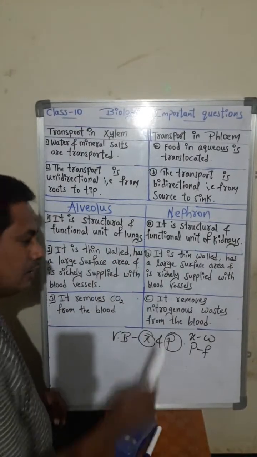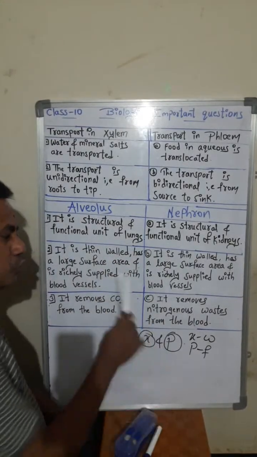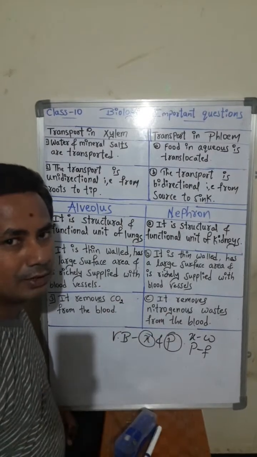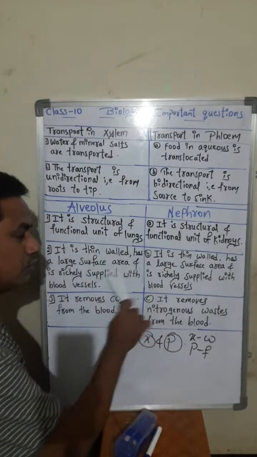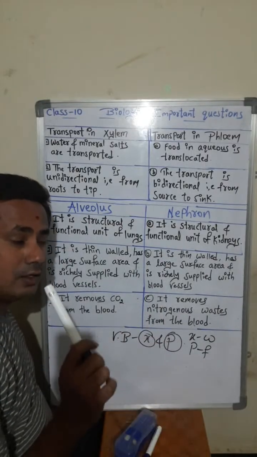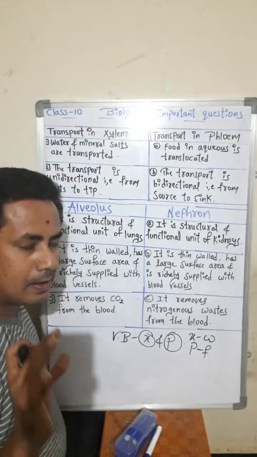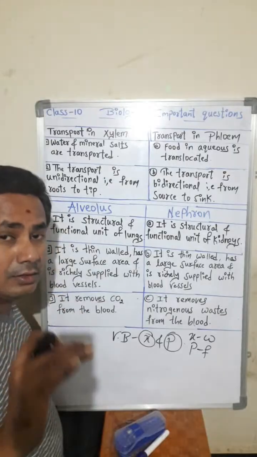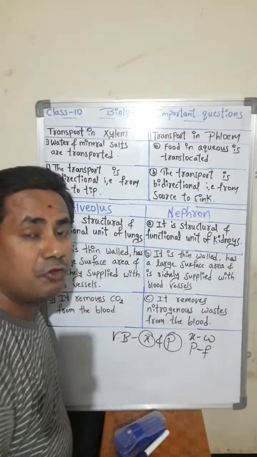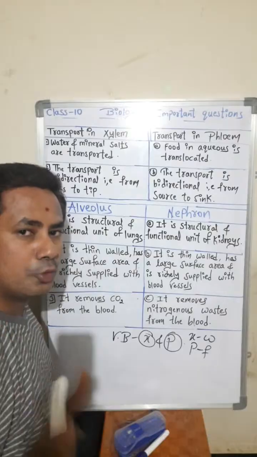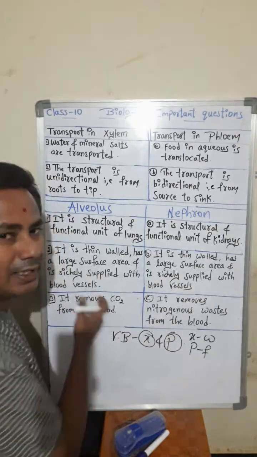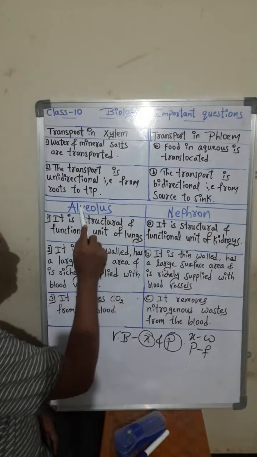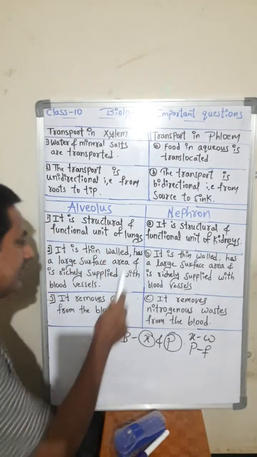Second difference. In some books they have given the same thing I have written, but we have to add something. Okay, that is very important. The main books which are very important for SSLC, the guides and so many important books, have given the same thing. So we have to add something. It is thin walled. What is thin walled? Alveolus is thin walled.